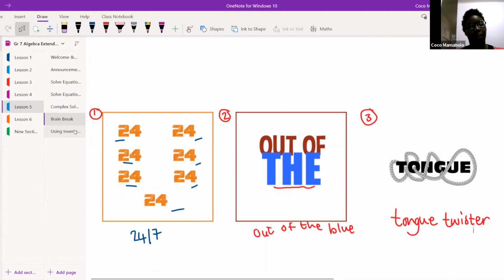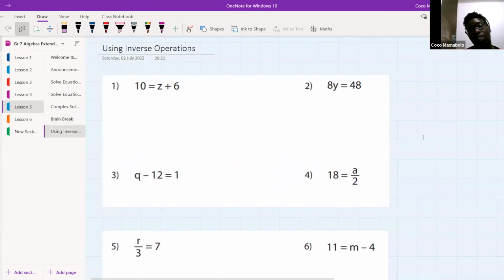Now we're going to be looking at something called the inverse operation. Everyone in the chat who was talking about inverse operations, now is your time to say, yes, ma'am, I know exactly what an inverse operation is. I know you guys know that the answer is 4 because it's easy. 10 is going to be 4 plus 6. Thank you, Nondumiso, who said therefore, Z is equal to 4. So we're going to be learning about inverse operations.